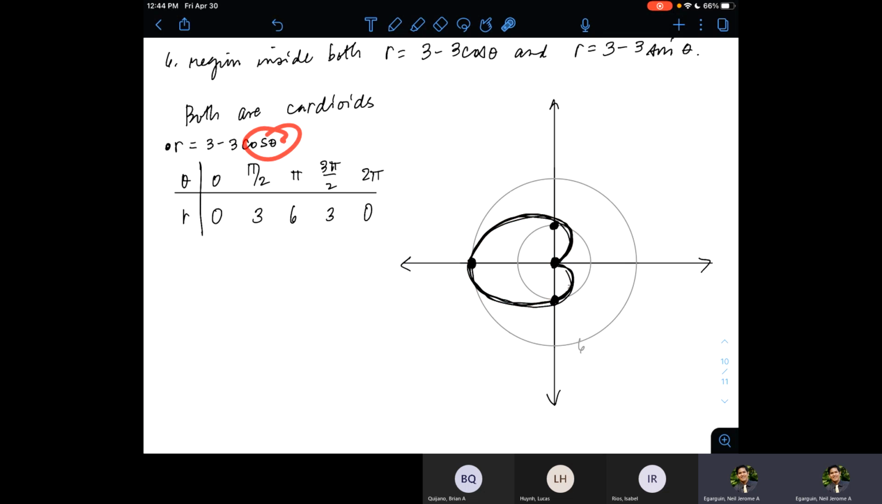We said this has a cosine, so it will either be on the positive or the negative x-axis. And since the coefficient of cosine is negative, that's why we are on the negative x-axis predominantly, right?